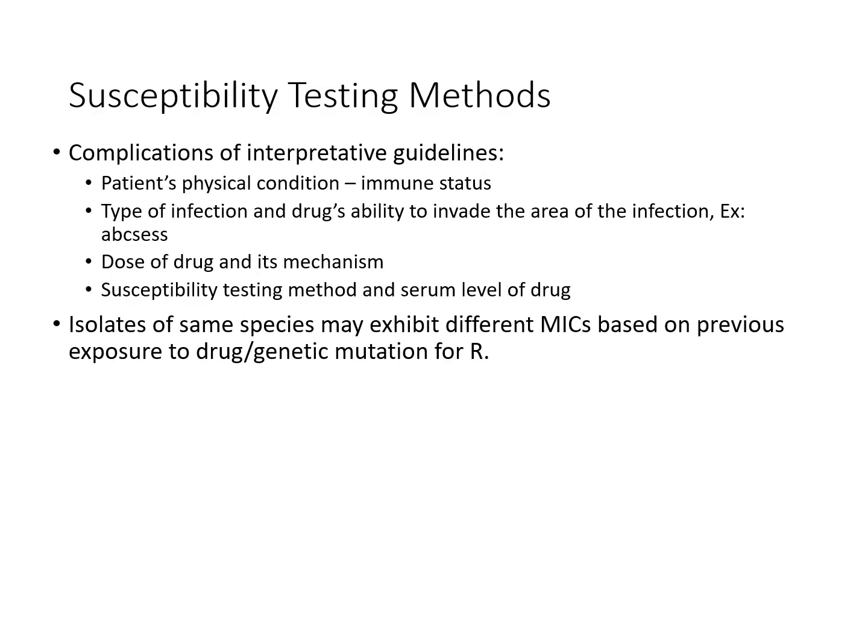Interpreting antifungal susceptibility test results can be complicated by several factors. The patient's physical condition, particularly their immune status, plays a crucial role in treatment outcomes. The type of infection and the ability of the antifungal drug to penetrate the infected site, for example an abscess, can also influence the effectiveness. Additionally, the drug's dosage and mechanism of action must be considered. Variations in susceptibility testing methods and the serum levels achieved by the drug can affect interpretation. Furthermore, isolates of the same fungal species may exhibit different minimum inhibitory concentrations, or MICs, due to previous drug exposure or genetic mutations that confer resistance.